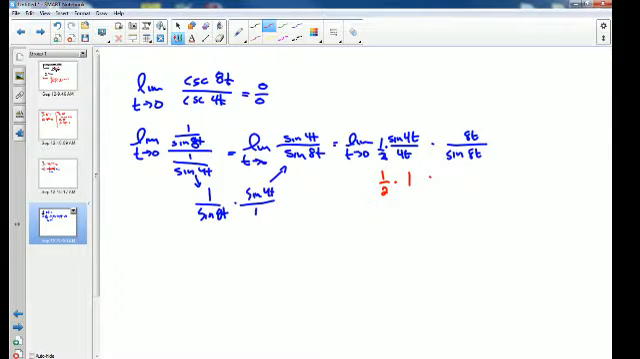Any ideas? Why? You substitute with theta. Jeff, what's the reciprocal of this? What's the reciprocal of 1? There you go. So your answer is 1/2.